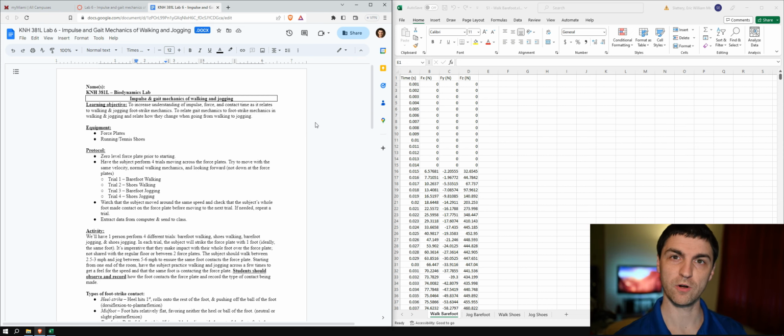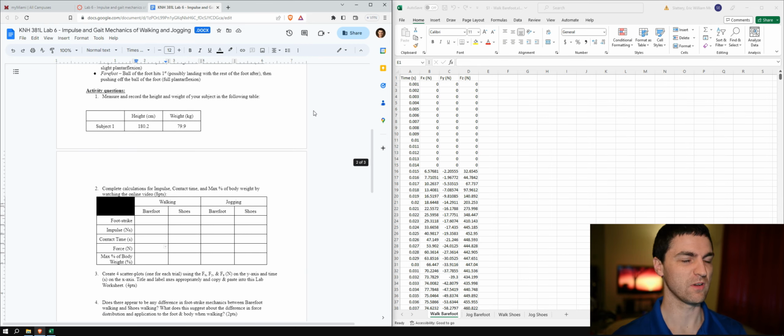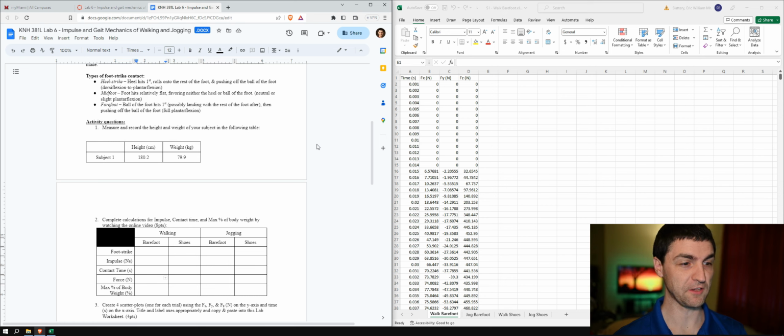In this video, we're going to go over the impulse of walking and jogging, and also a little bit of gait mechanics for walking and running. There are a couple videos that are kind of tied together into this one, and this one is specifically going to go over the calculation parts for the impulse, contact time, and max percent of body weight and force.